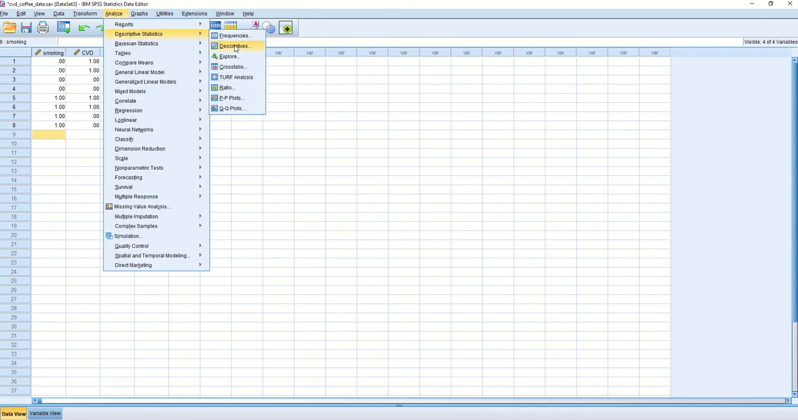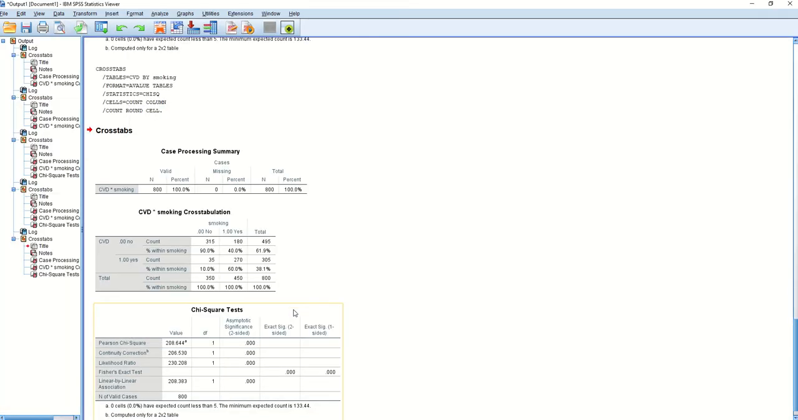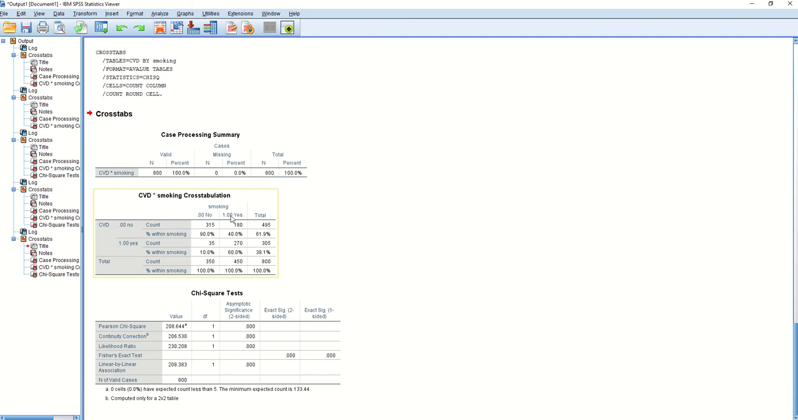Let's repeat the analysis, cross tab, click OK. And so now it's 60% of the smokers that have CVD and 10% of the non-smokers that have CVD. This makes perfect sense.